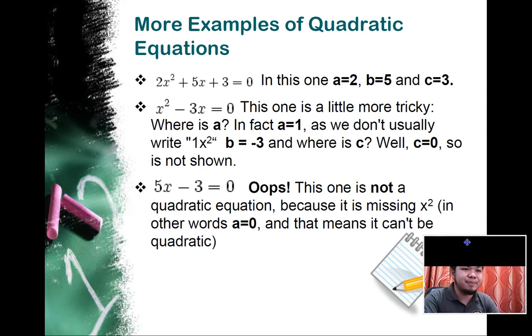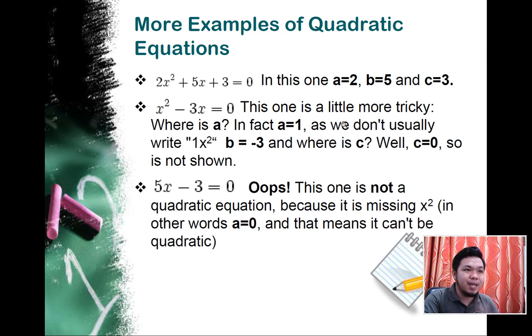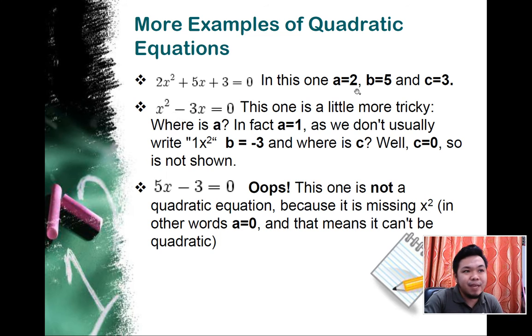Another, more examples of quadratic equations. 2x squared plus 5x plus 3 is equal to 0. Here, if we get the value of a, automatically it's 2. What is the value of b? Automatically, b is 5. Then c is automatically 3.